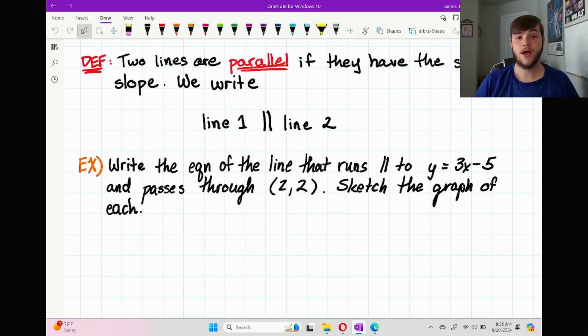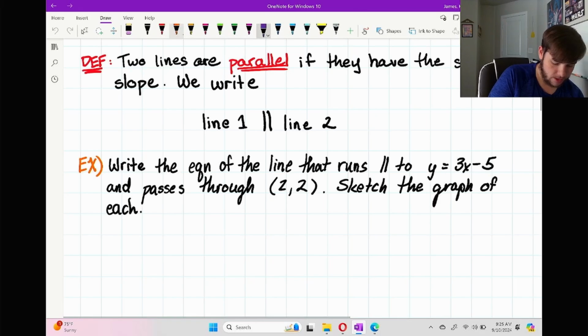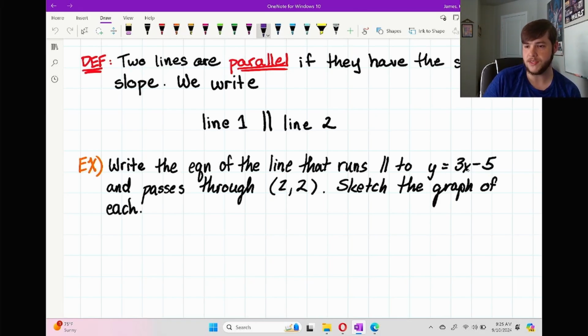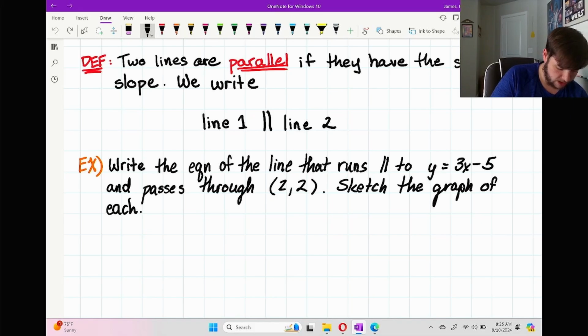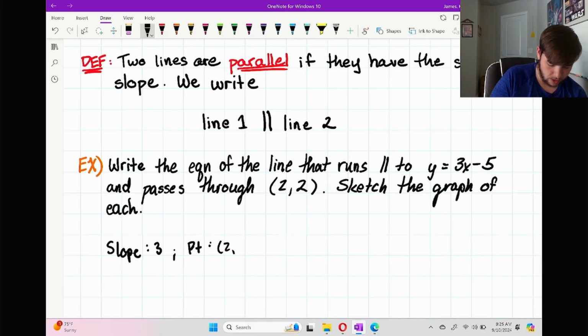So, remember, I always only need 2 pieces of information to write down the equation of a line. I need a point on the line, check, and I need the slope. Also check. Remember, 2 lines are parallel if they have the same slope. So, since it's parallel, I know my slope is going to match this one. And this is written conveniently in slope-intercept form for me. So I know the slope is 3. My slope is 3, and my point is 2, 2.